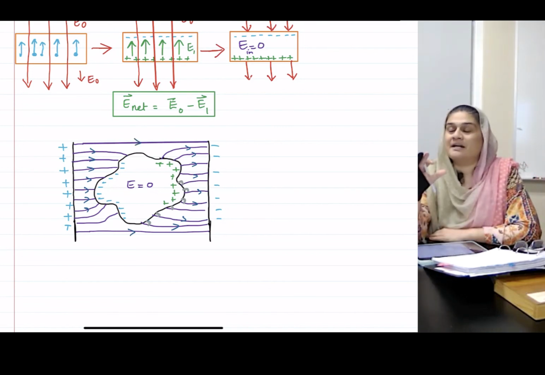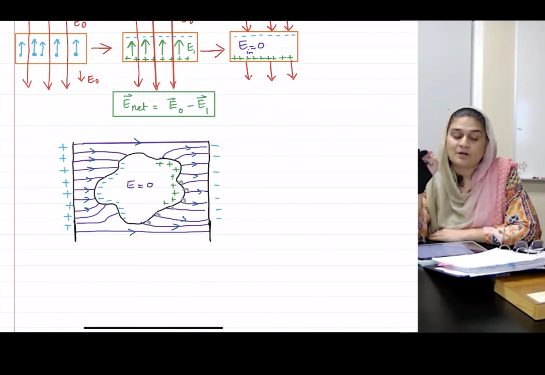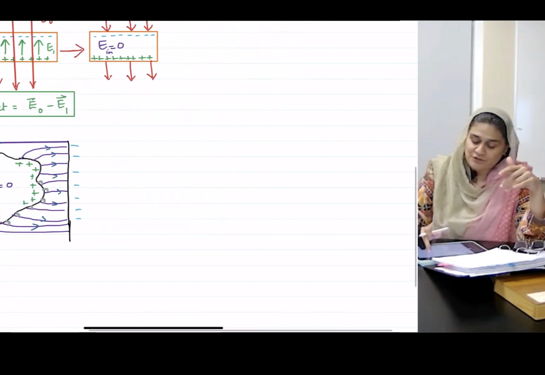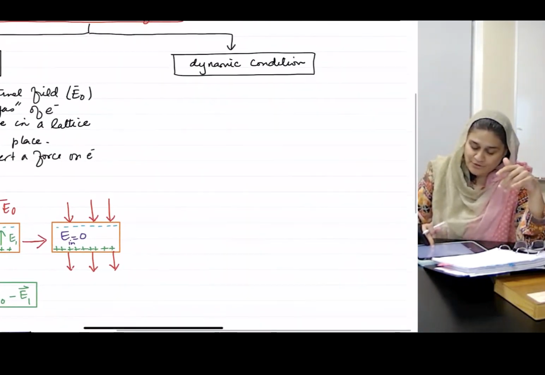So this is the static case, when charges don't go anywhere. Got it? And then you have a conductor. Now, what happens if the charges are actually allowed to flow?